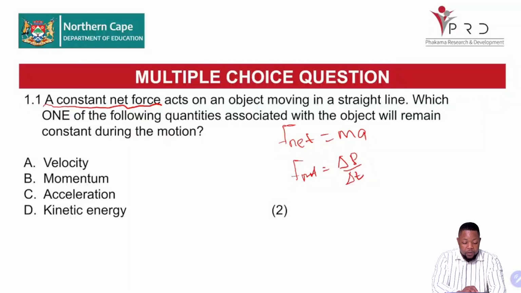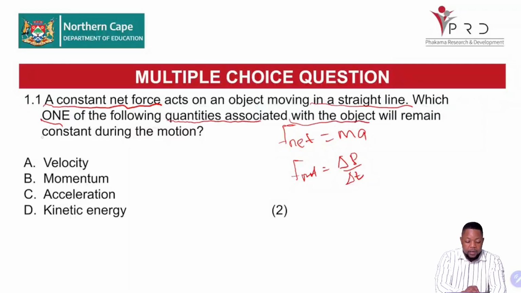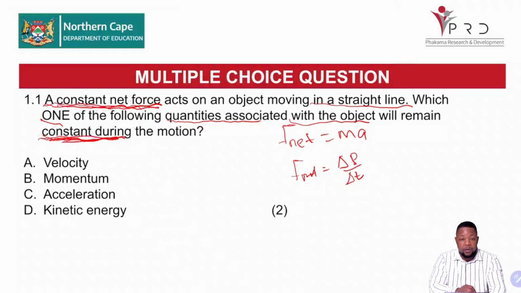Now, we continue reading. A constant net force acts on an object moving in a straight line. Which one of the following quantities associated with the object will remain constant? The net force is constant, and we want the physical quantity that should remain constant during the motion.